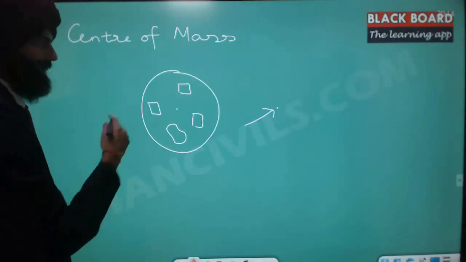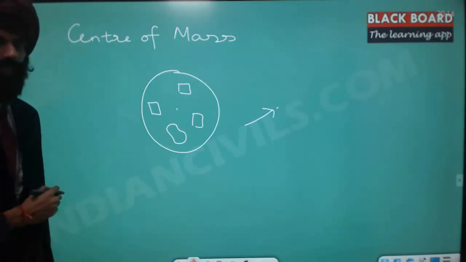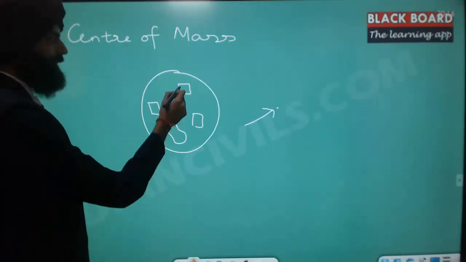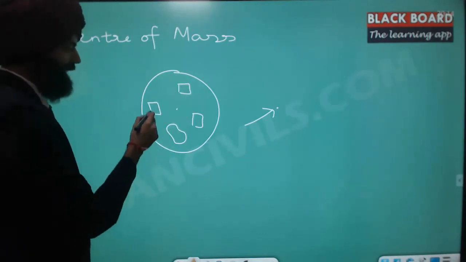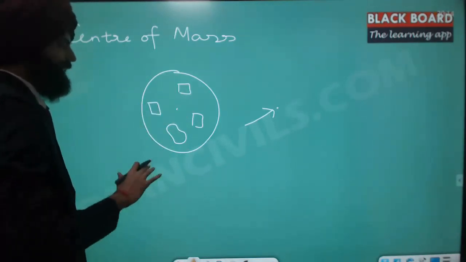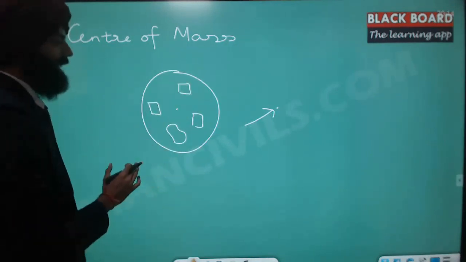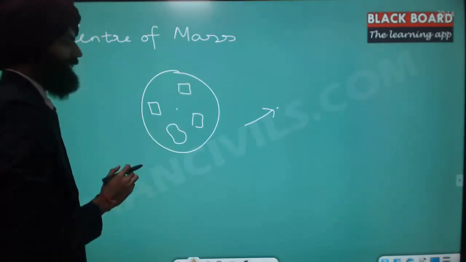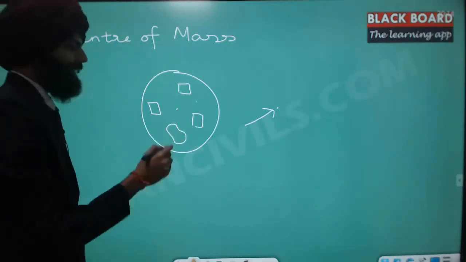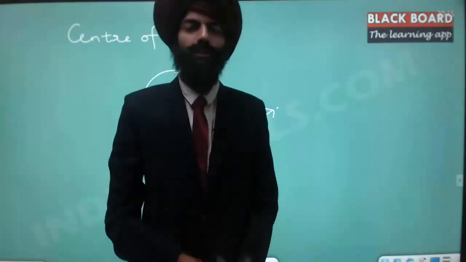But if this body has a non-uniform mass density, in the sense that if you take this cross section, it has a higher density of mass, and this cross section has a lower density of mass, if the mass is distributed arbitrarily in various densities all over the body, then the center of mass won't lie at the center. It will lie at some other point. And that we need to work out mathematically.